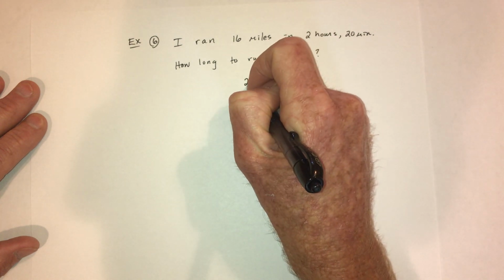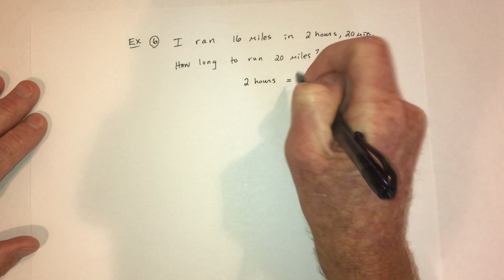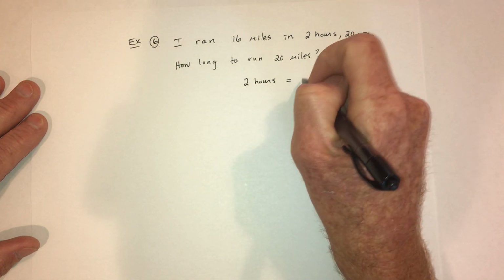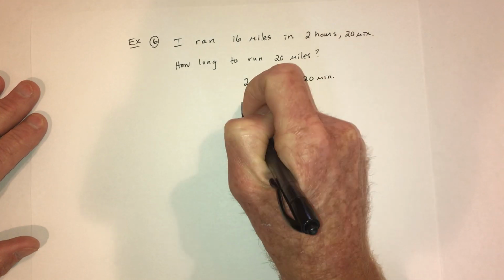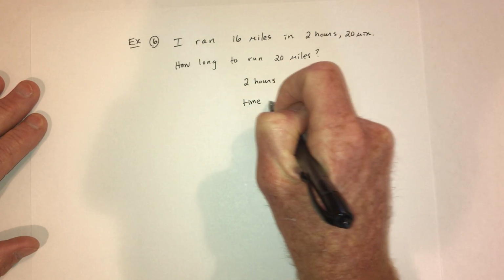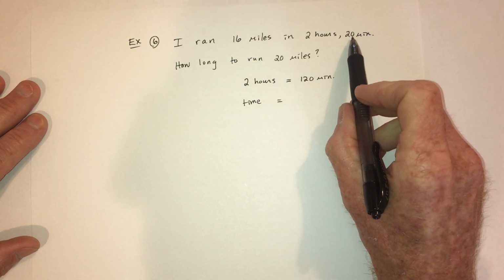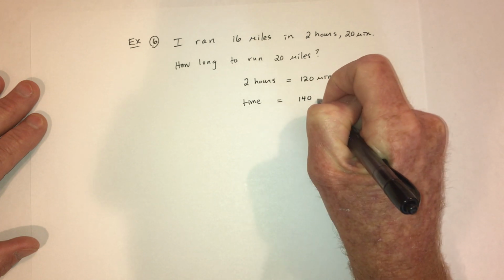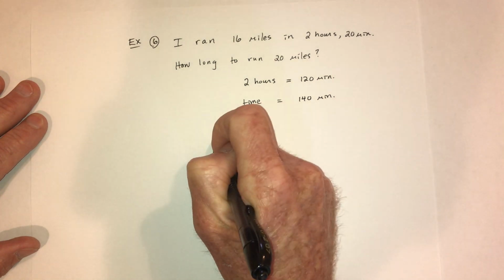So first of all, 2 hours. So there's 60 minutes in every hour. So if you multiply that by 2, that's 120 minutes. So in other words, my time, when you change it to minutes, would be 120 plus 20. So that is 140 minutes. Okay, now we're ready to do the proportion.